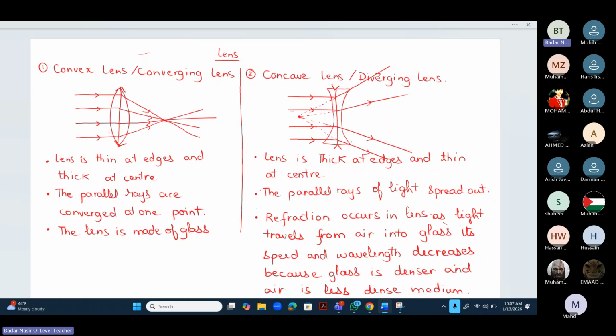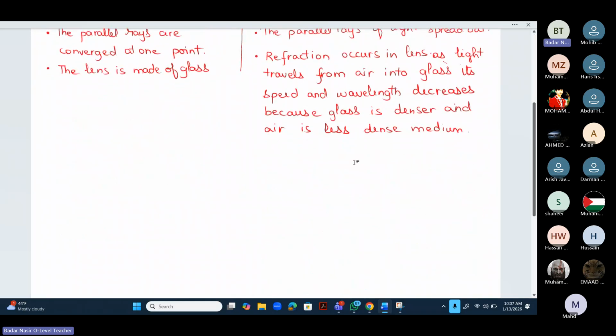Okay, when parallel rays of light are incident on a convex lens, those rays will converge at one point. If parallel rays of light are incident on a diverging lens, they just simply spread out. Lenses are made from glass. Refraction is taking place because when the light travels from air into the glass, its speed and wavelength will decrease because the glass is a denser medium and air is a less dense medium.